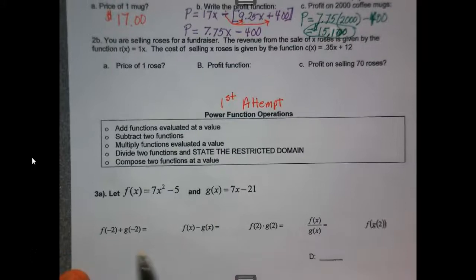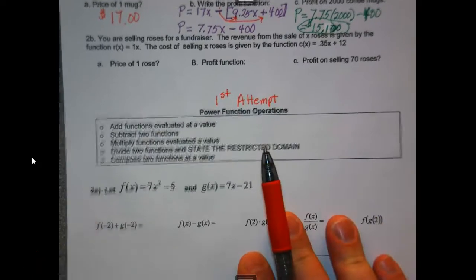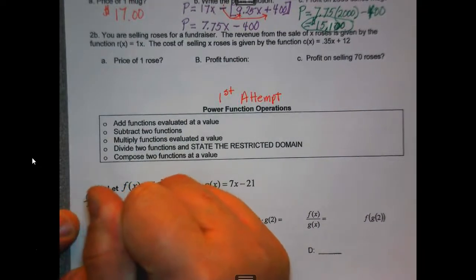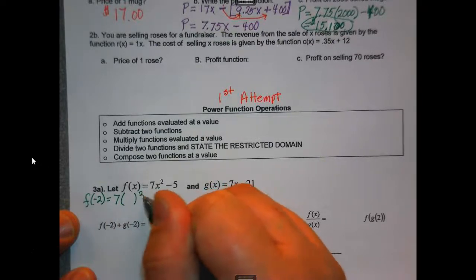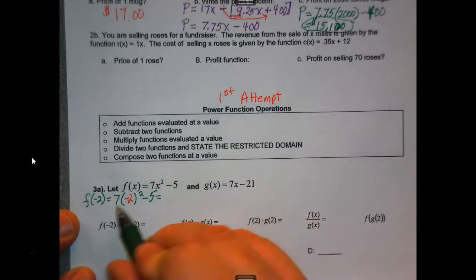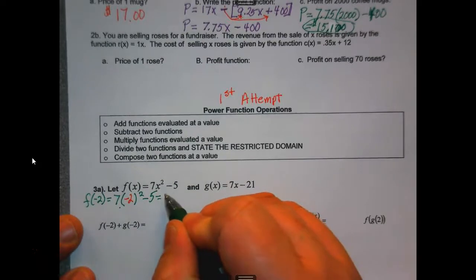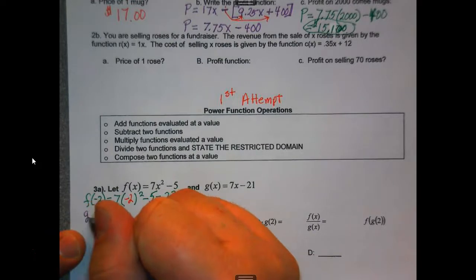This is 3A. I have to find the f of negative 2 plus the g of negative 2. So the f of negative 2 equals 7 times x squared minus 5. My x is negative 2. Let's see, negative 2 squared is 4. 4 times 7 is 28. Minus 5 is 23.